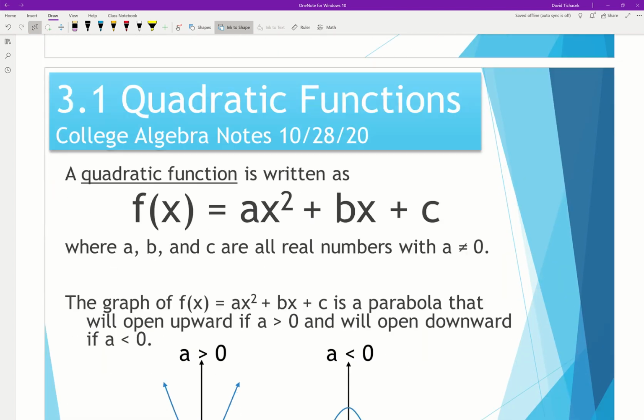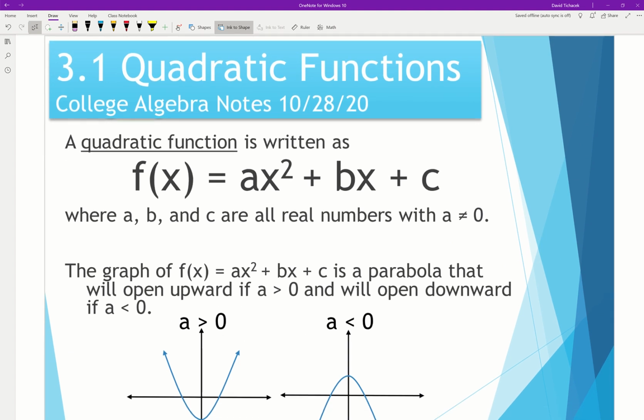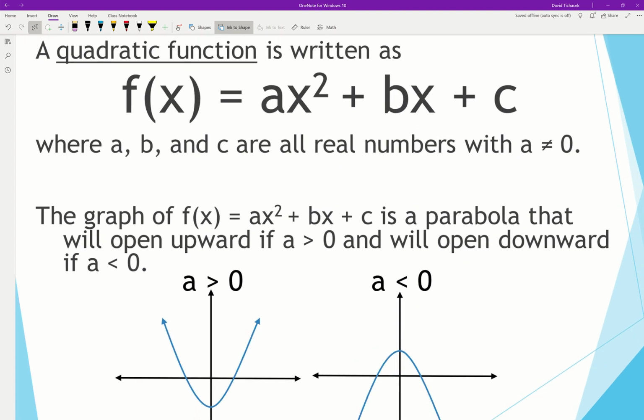So I'd like to go ahead and start that by taking a video lesson here over 3.1, which is going to discuss quadratic functions. So quadratic functions, they all can be written in this same general form. This is called the general form of a quadratic.